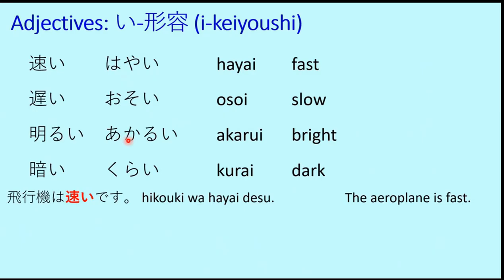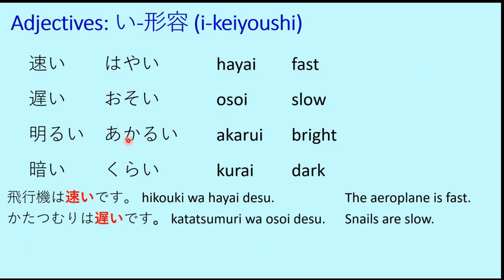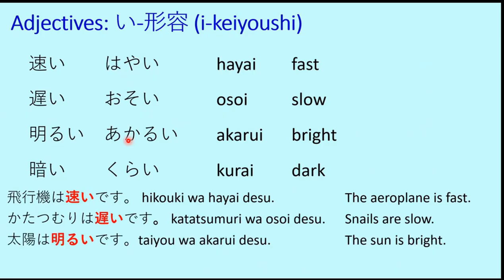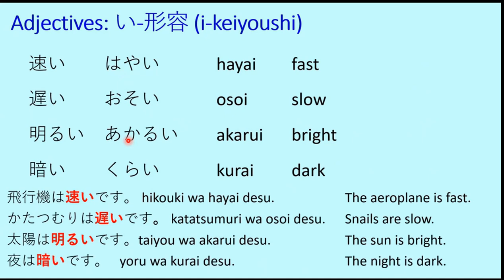Hikoki wa hayai desu. The aeroplane is fast. Katatsumuri wa osoi desu. Snails are slow. So Katatsumuri means snail and osoi is slow. Taiyo wa akarui desu. So the sun is bright. Akarui is bright. Taiyo means sun. Yoru wa kurai desu. Yoru is night, so the night is dark. Hikoki wa hayai desu. Katatsumuri wa osoi desu. Taiyo wa akarui desu. Yoru wa kurai desu.